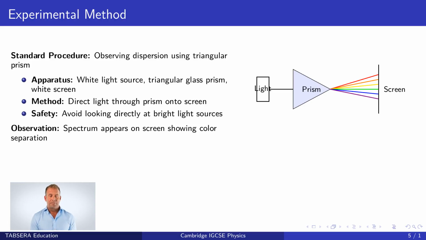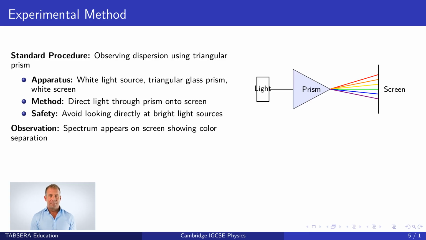Now we examine the experimental method. This follows Cambridge IGCSE standards for observing dispersion. The apparatus needed includes a white light source such as a filament lamp or LED torch, a triangular glass prism with smooth surfaces, and a white screen or wall to display the spectrum.